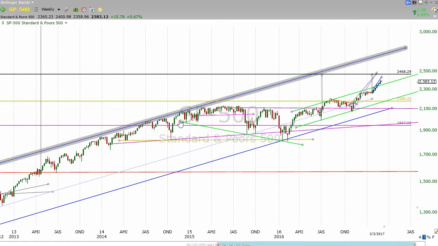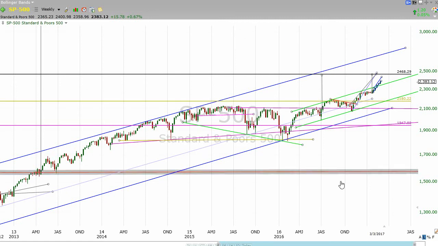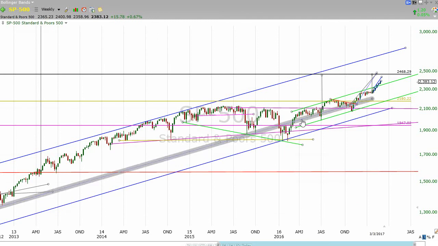And so what we end up with instead is an inverted head and shoulders pattern that points us up to our 2468 target, which is now about 3.5% away, I'm guessing. And wow, so there you have it. That's the big picture. Head and shoulders top, tried to break down, didn't, then we formed an inverted head and shoulders, broke out, pulled back, and now we're headed up to 2468.